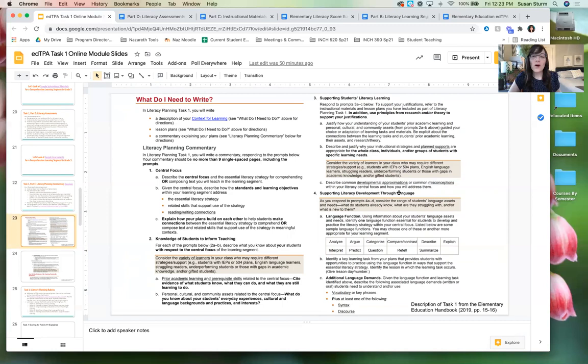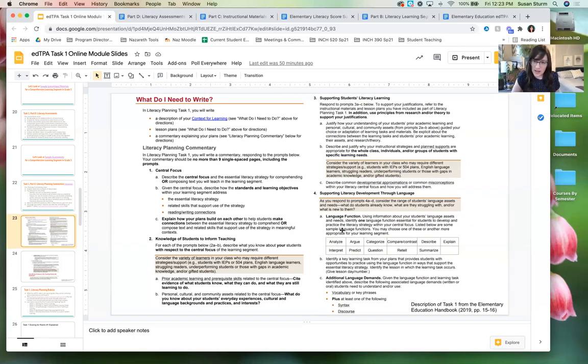And then what are some common misconceptions or developmental approximations? We did this in 320. That's the things that your students might just naturally have a hard time with. What are your 5th grade students in this class probably going to struggle with in your lesson, and how are you going to head that off before it happens?